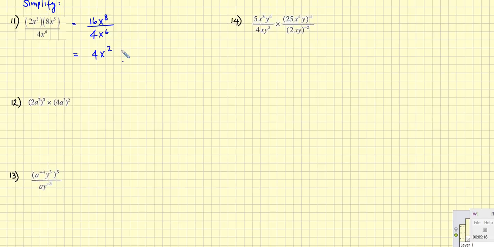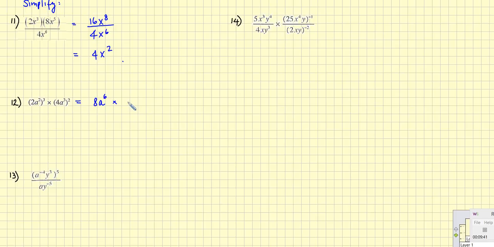So my final answer is 4x squared. Now, in number 12, we've got everything in the first parentheses that's raised to the power of 3. Everything in the second parentheses is raised to the power of 2. So I will say 2 cubed is equal to 8. A squared cubed will give me a to the power of 6.